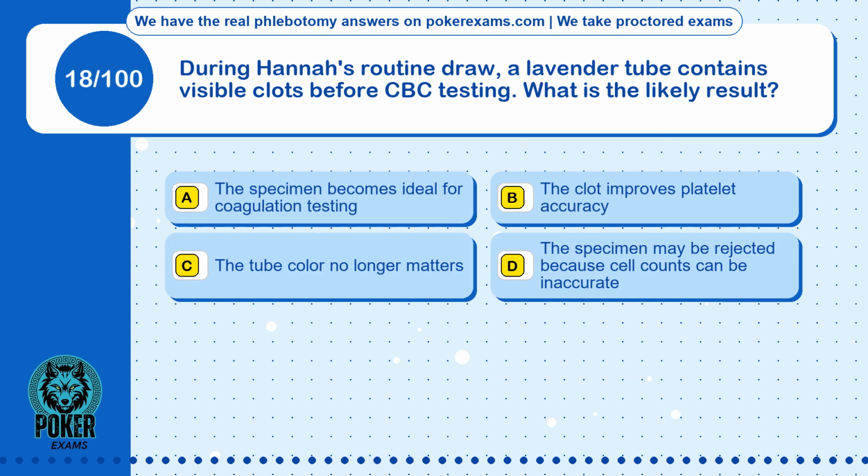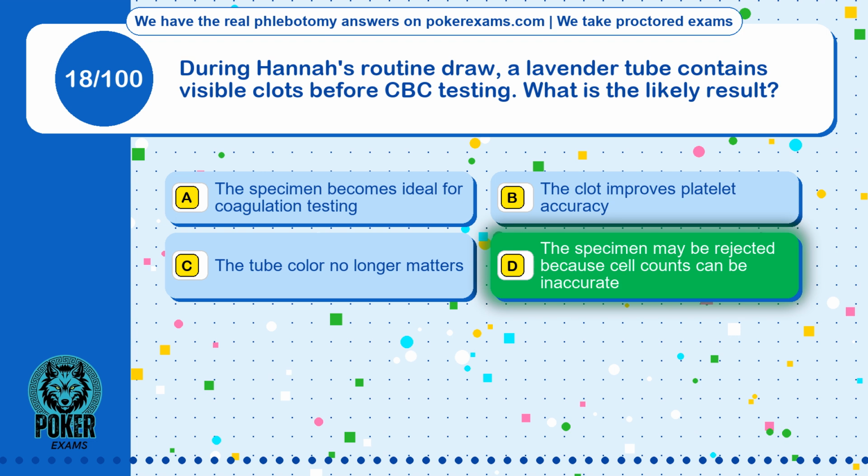Question 18. During Hannah's routine draw, a lavender tube contains visible clots before CBC testing. What is the likely result? Option A. The specimen becomes ideal for coagulation testing. Option B. The clot improves platelet accuracy. Option C. The tube color no longer matters. Option D. The specimen may be rejected because cell counts can be inaccurate.